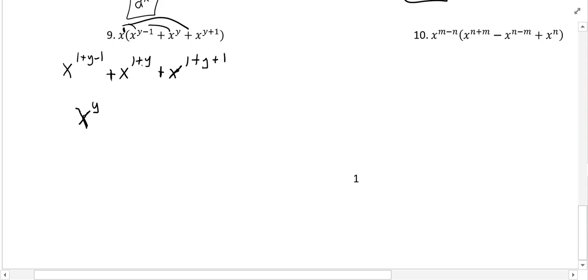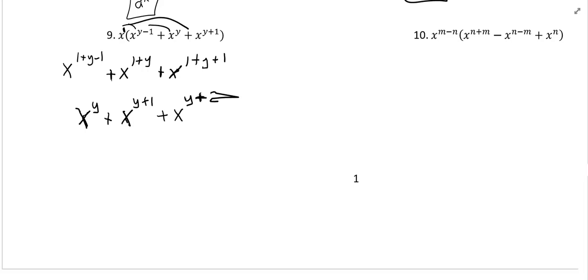This middle term, you have 1 plus y, but I'm just going to switch the order to x to the y plus 1. And then on the last term here, I can add the 1 and the 1. So I get plus x to the y plus 2. All right, so this next one, again, you're going to distribute to what you have inside of the parentheses.